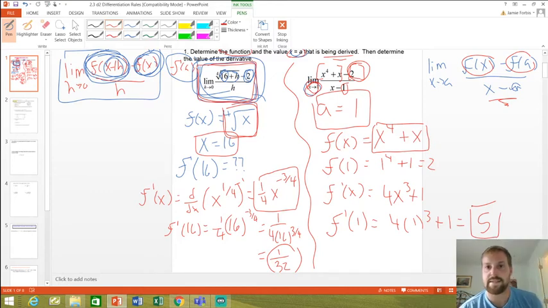All right. So hopefully that makes a little bit of sense. And yeah, we can talk more about that in detail later. But there you go. That's one type of problem dealing with the definition of a derivative and just using your shortcut rules to figure it out.